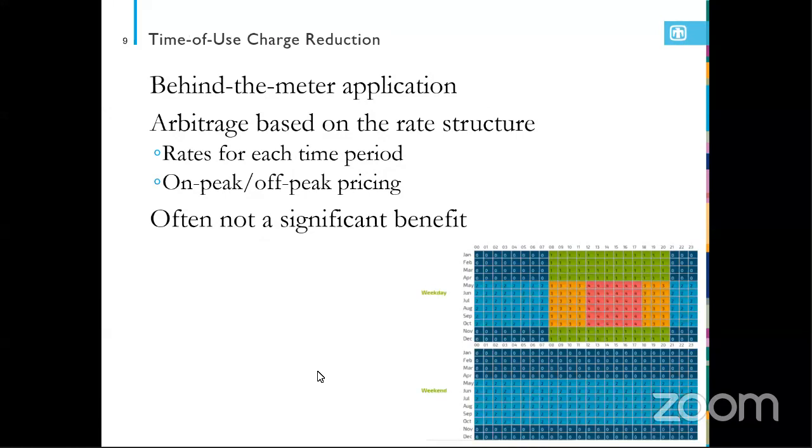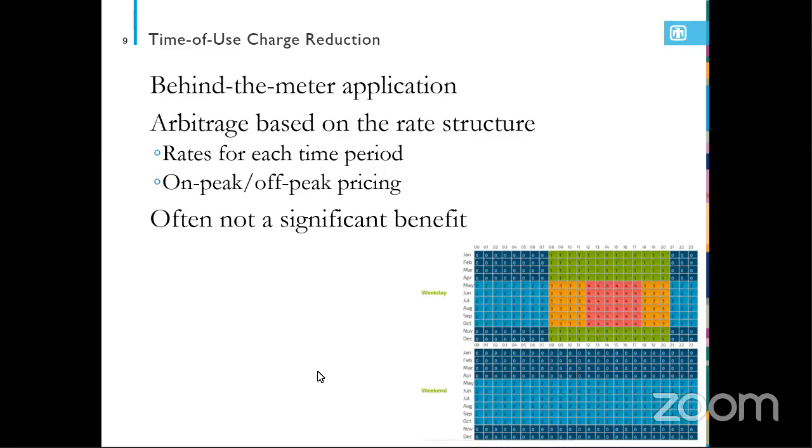Time of use charge reduction is a behind the meter application, and it's really just arbitrage based on the rate structure. So you have a rate for each time period, or it can be on peak, off peak pricing. Some locations actually have like 15-minute pricing for residential customers and industrial customers. Like arbitrage, it's often not a significant benefit.